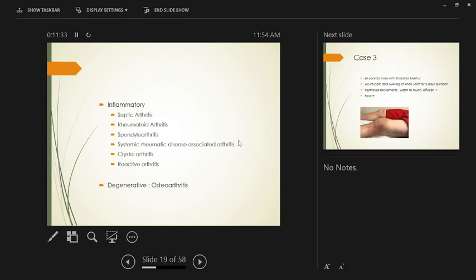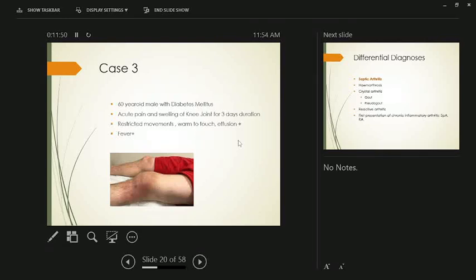Just to touch upon the types of inflammatory arthritis: septic arthritis, rheumatoid arthritis, spondyloarthritis, arthritis associated with systemic rheumatic diseases, crystal arthritis, and reactive arthritis. And the non-inflammatory arthritis is osteoarthritis, but there also we can have some degree of inflammation, especially associated with flares.